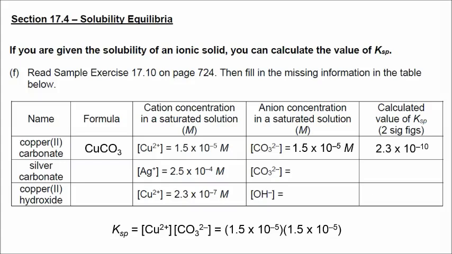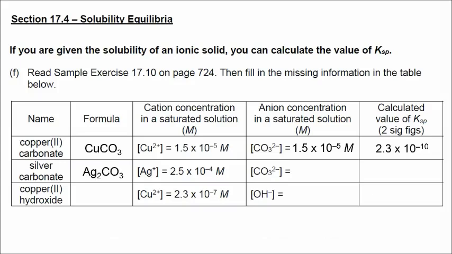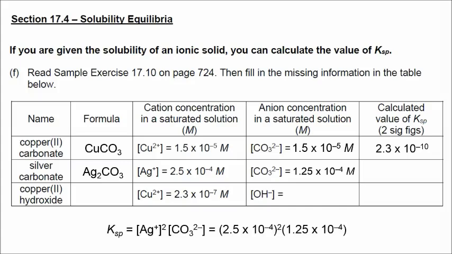Now, silver carbonate does not have a 1-to-1 mole ratio the way copper carbonate did. The formula for silver carbonate is Ag2CO3. So therefore, the concentration of carbonate is half as much as the concentration of silver. So that number is 1.25 times 10 to the negative 4. And we're not going to simply multiply these numbers together like we did for copper carbonate. We have to plug these numbers into the KSP expression, which means we have to take the concentration of silver squared times the concentration of carbonate. And if we do this math, we get 7.8 times 10 to the negative 12 for the KSP value.